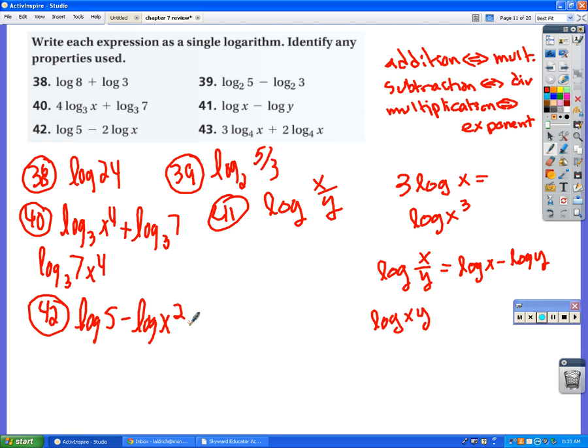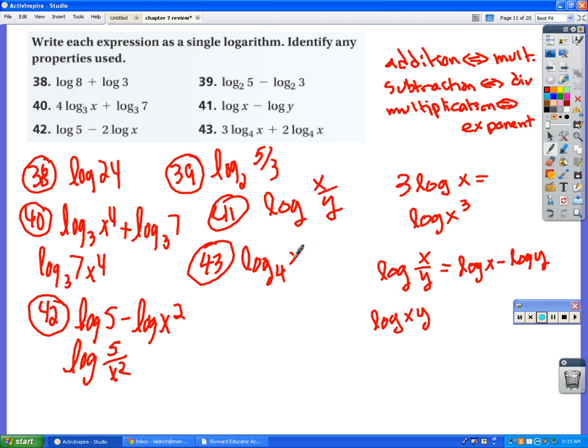And then I'm going to change it into division. So the final answer is log 5 over x squared. Okay? And then 43, I'm going to freak you out. I'm going to do it in one step. Easy. I think I know what you're going to do.